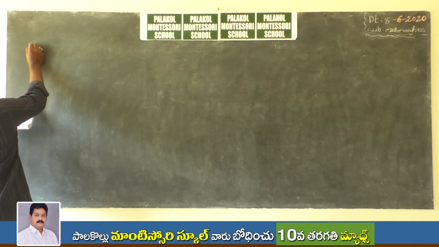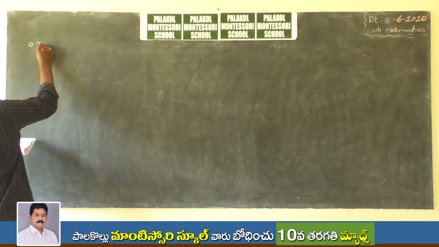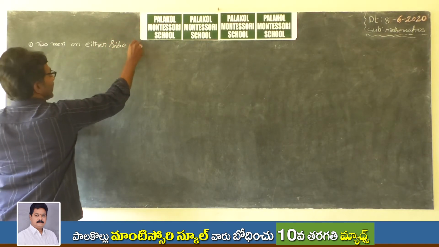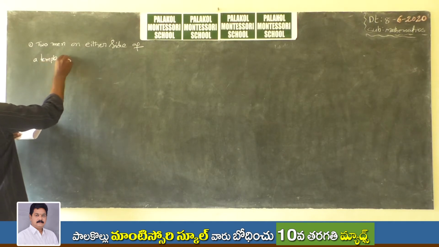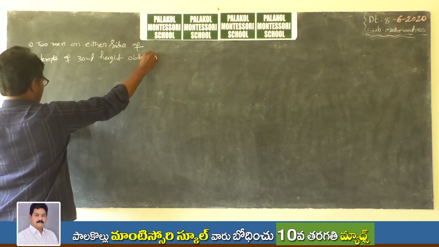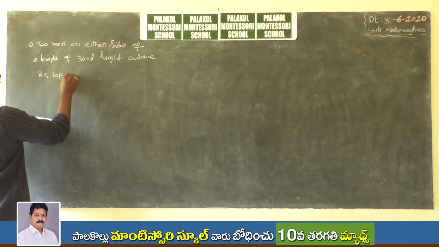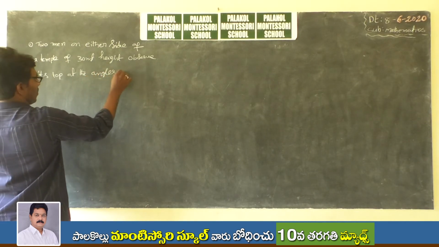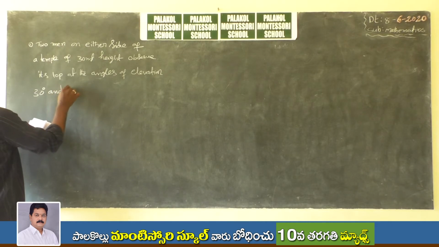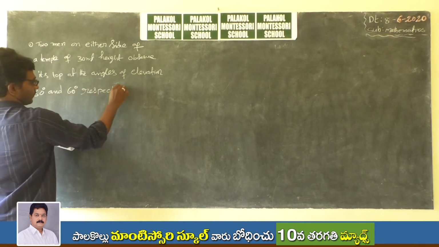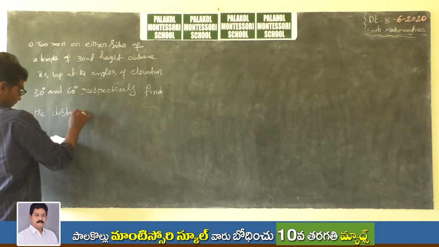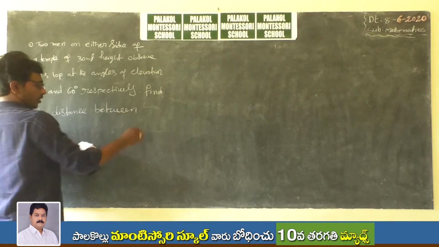Very important question, this question. Two men on either side of a temple of 30 meters height observe its top at angles of elevation 30 degrees and 60 degrees respectively. Find the distance between the two men.